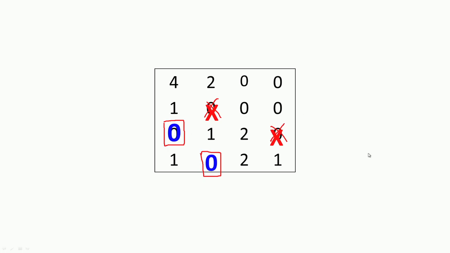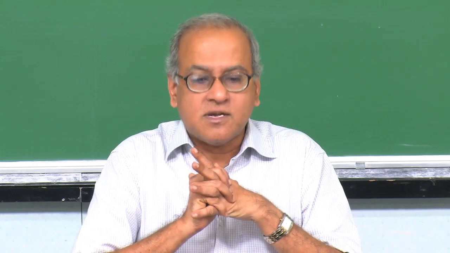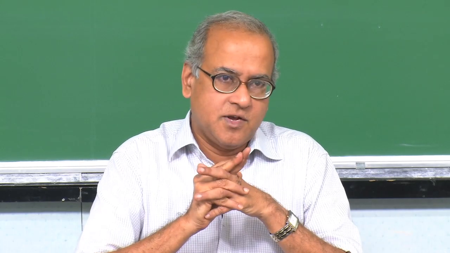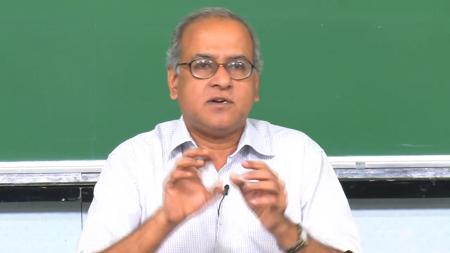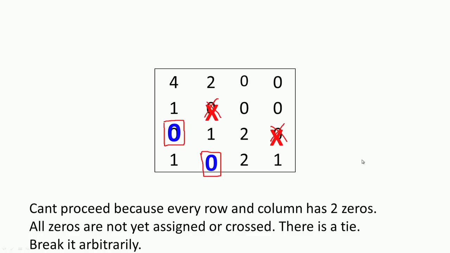Now, we have a situation where all the zeros are not boxed or crossed. Boxed means assigned, crossed means not fit for assignment. But now these zeros are hanging, and therefore, we cannot start our ticking and line drawing procedure. So, this is a third thing that can happen. If we have this thing that is happening, then we have to resolve it in some way and we make an arbitrary assignment.